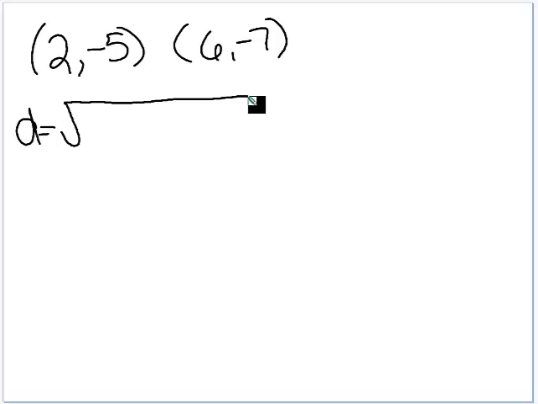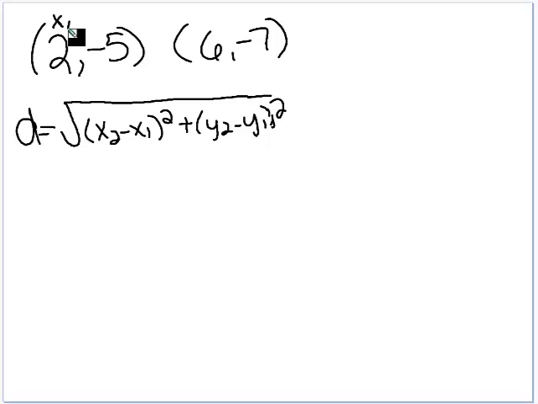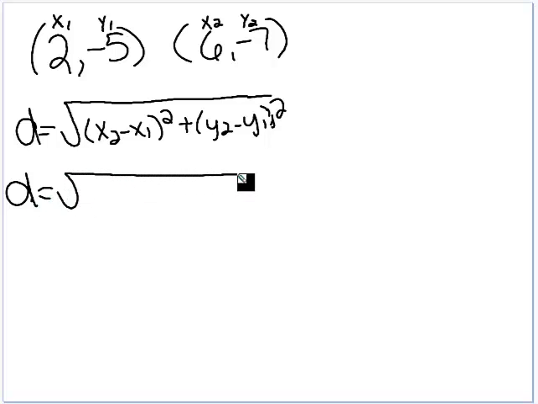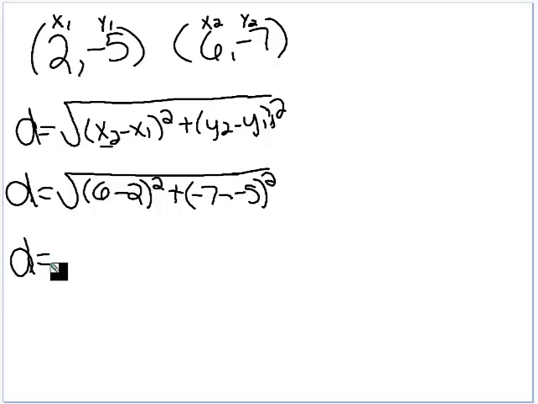Square root of x2 minus x1 squared. Good. My change in x squared plus my change in y squared. So I'm going to label it on top again. This is my x1, so this has to be my y1. This is my x2, so this has to be my y2. Plug it in. What is my x2? 6 minus 2 squared plus -7 minus -5 squared. Minus -5.